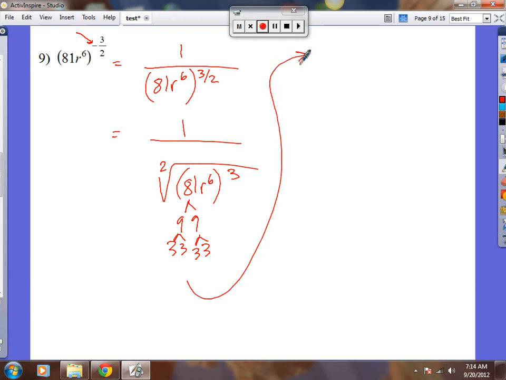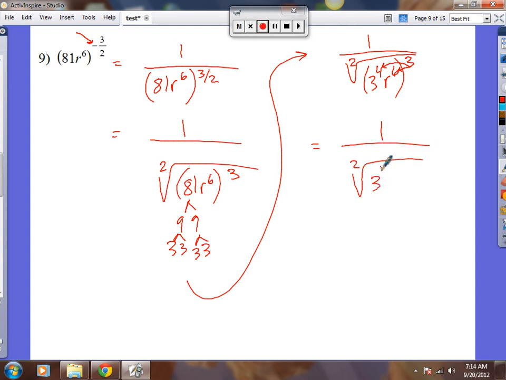I'm going to come over here. Let's rewrite this as 1 over square root. In place of 81, I'm going to swap out 3 to the 4, r to the 6, and that all is raised to the 3rd power. So now you've got to take the 3 to everything and you multiply them. So it's going to be 1 over square root of 3 to the 12, r to the 18.